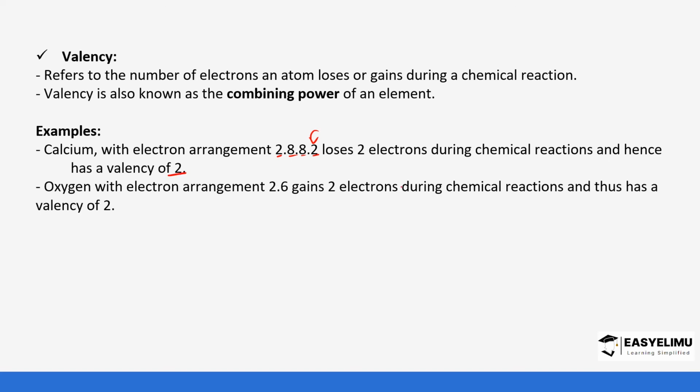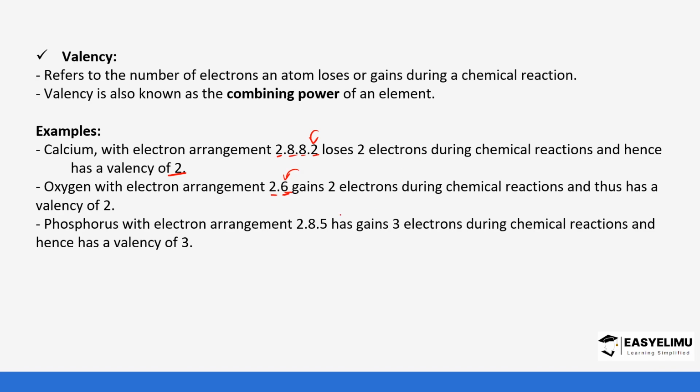Oxygen with configuration of 2.6 gains 2 electrons. It has 6 electrons in the outermost shell, so the valence is 6, but the valency is 2 because it is gaining 2 electrons. Phosphorus with an arrangement of 2.8.5 has 5 valence electrons, so it gains 3 electrons to be stable. So the valency is 3.